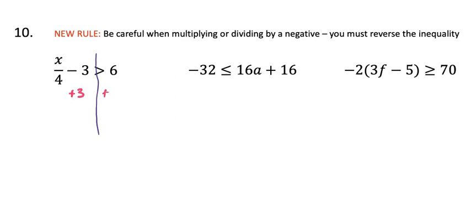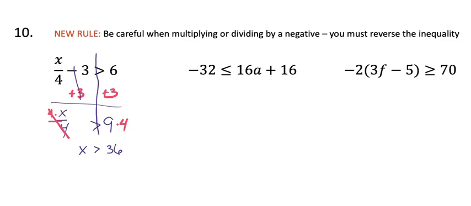So we add 3 to both sides. We now have x over 4, the 3's are at 0, is greater than 9. X over 4, I undo over 4. Remember, over 4 is division. I undo division with multiplication because I want those to divide to 1. What I do to one side, I do to the other. So here I have x is greater than 36. 9 times 4 is 36.